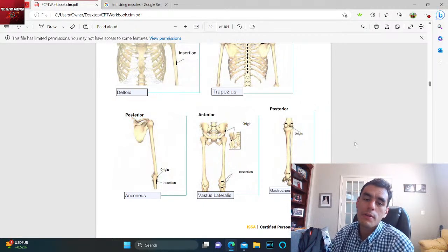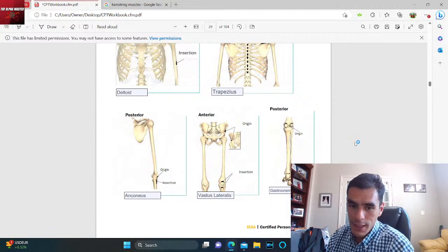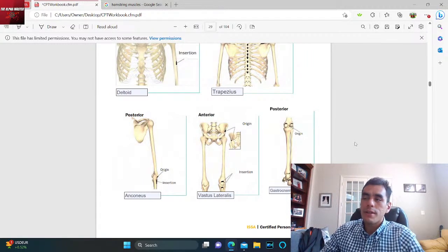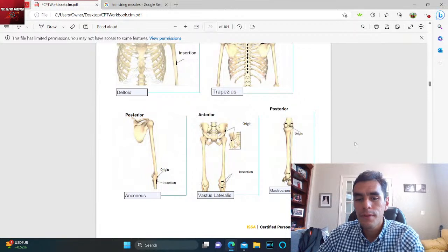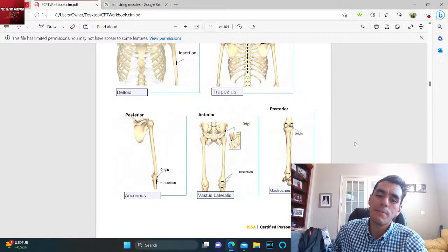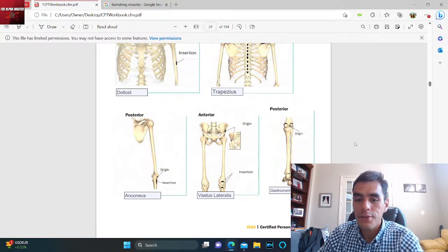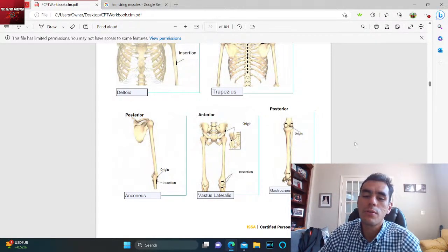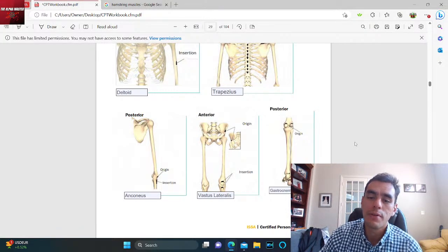Now, the vastus lateralis is going to be the anterior portion of the patella. The insertion is going to be in the patella region where it's connected with the femur, between the femur and then the ulna and the radius, and the origin is going to be in the hips, right here. And for the gastrocnemius, you have the origin in the posterior part of the femur, and the insertion is going to be around the ankle for the posterior side of the gastrocnemius muscle.